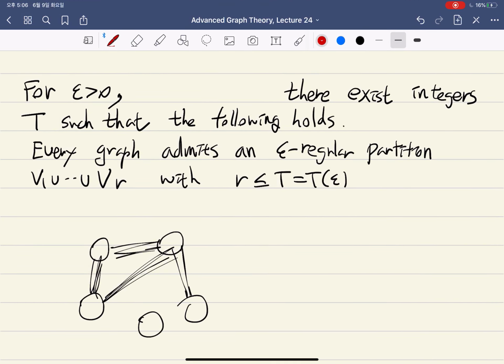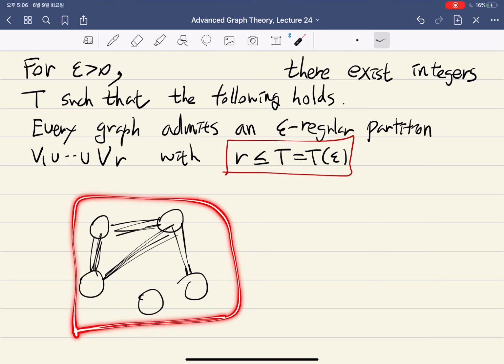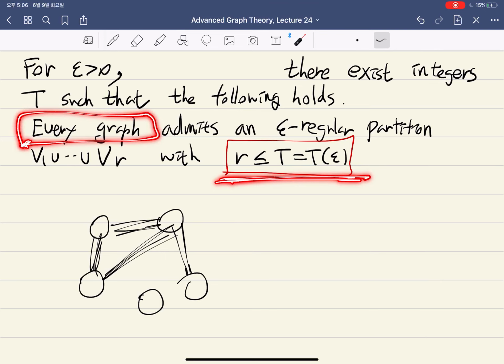And one of the catches is that we can find this partition, but the partition itself is not a big deal because, as I just mentioned, if we just partition the vertices into singletons, then it's always an epsilon regular partition for any positive epsilon. However, here we can actually find one which is not too big. The number of parts is bounded. For any graph, we don't care how many vertices the given graph has. It could be much, much bigger than T, but still we can find this.